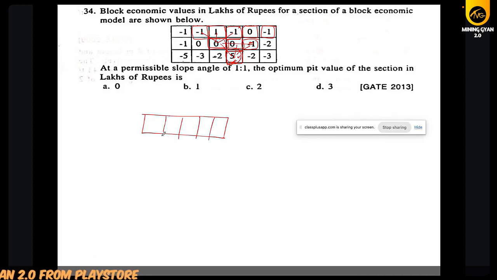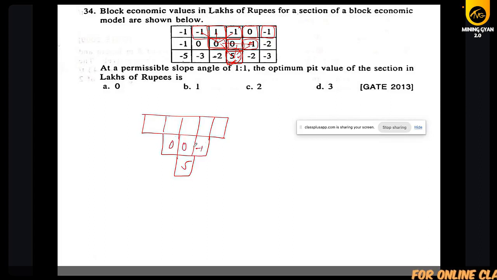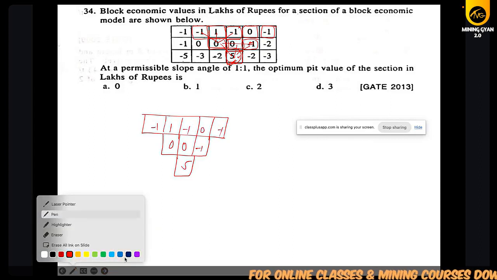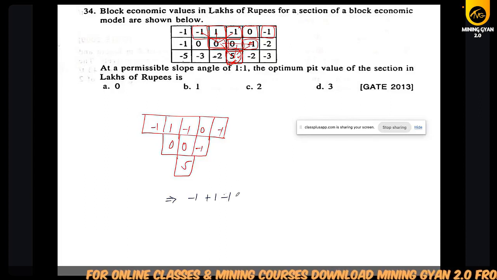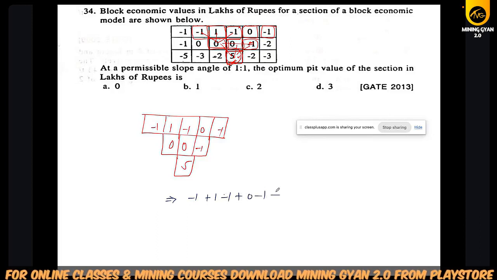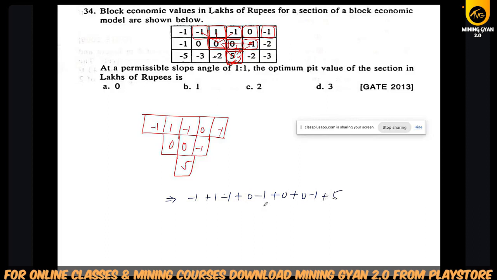1, 2, 3, 4, 5, and this is 3, and this is 1, this is 5, 0, 0, -1, it will be -1, 1, -1, 0, -1. So now add all the values. So all the values, if you add: -1, +1, -1, +0, -1, +0, +0, -1, +5. So this cuts: 1, 2, 3, -3, +5. You will get 2 lakhs. So the open pit optimized for the section is 2 lakh rupees.